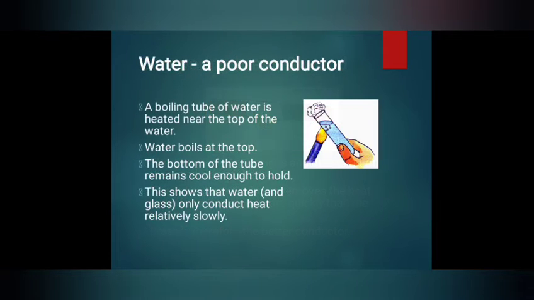So next, a test to prove that water is a poor conductor. A boiling tube of water is heated near the top of the water. The water boils at the top, while the bottom of the tube remains cool enough to hold. This shows that water and glass only conduct heat relatively slowly. So water is a very slow conductor.